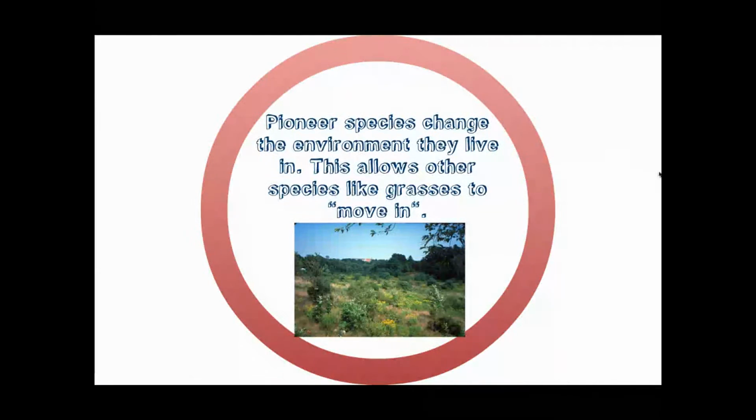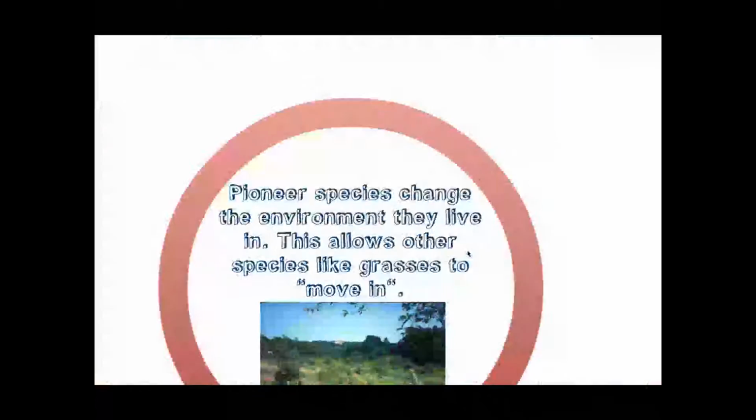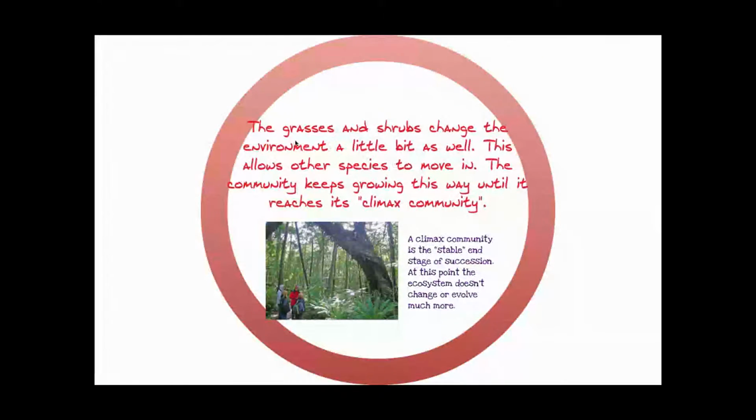And then from there, once you have soil, you can have other organisms move in like grass, small bushes. They can use that soil to grow. And what's going to happen is every organism that moves in changes the environment a little bit. So the lichens provide the soil.